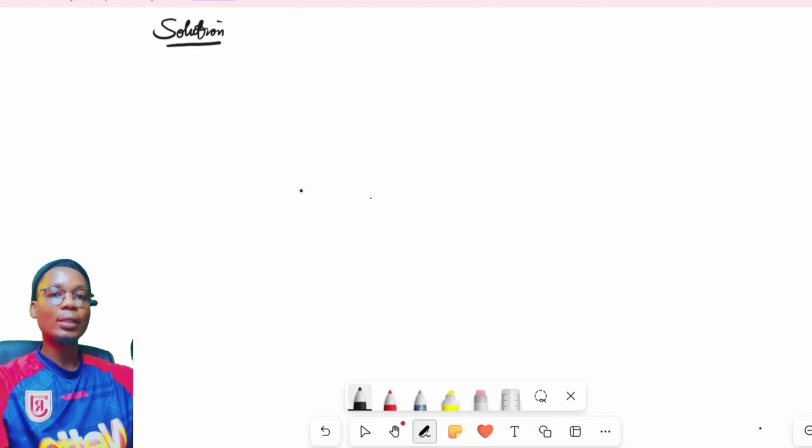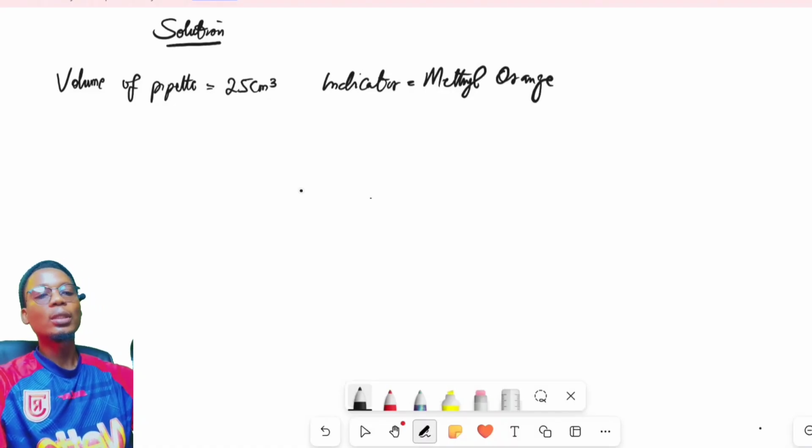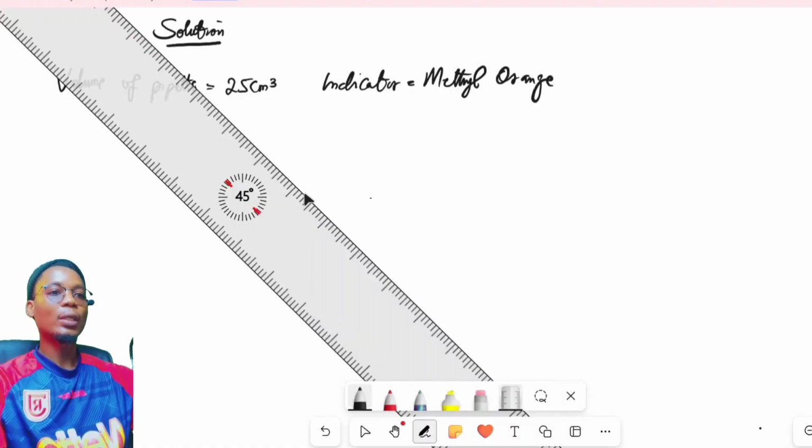The first thing we're going to write is the volume of our pipette, which is the volume of our base. So we use 25 cm cubed. Volume of pipette equals 25 cm cubed, and the indicator we used is methyl orange, as we were instructed. Then we are going to draw up a table.